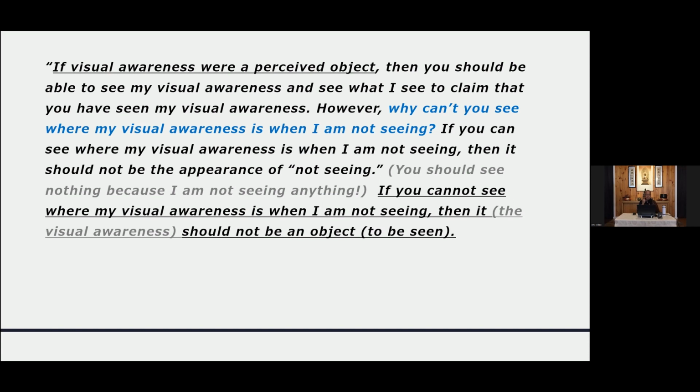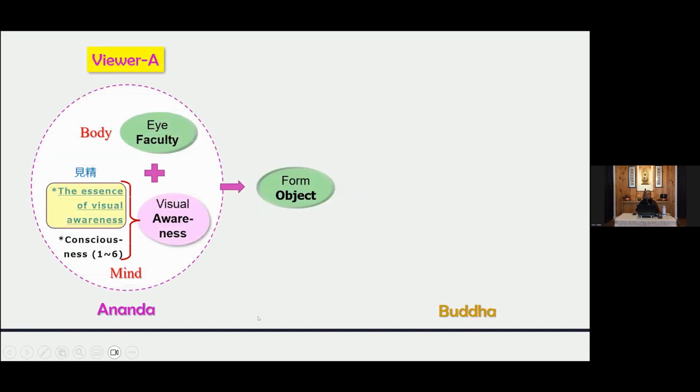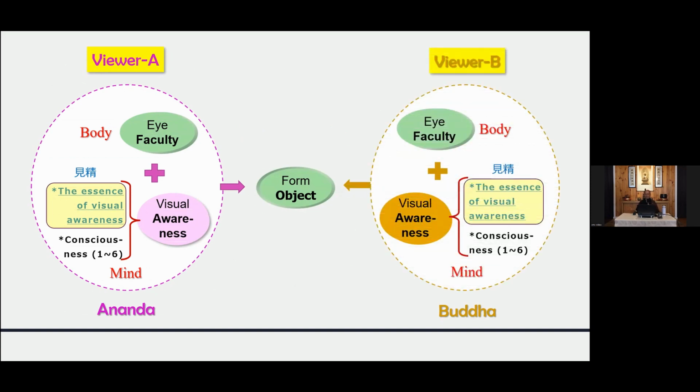But the problem is that you still see something. And if you cannot see where my visual awareness is when I'm not seeing, then the visual awareness should not be an object to be seen. Here, there's an object and there's viewer A, who has the eye faculty and visual awareness, Ananda. Viewer B, the Buddha, has Buddha eyes and visual awareness as well. These two viewers see the same object. And of course, different viewers have different capacities to see different worlds.